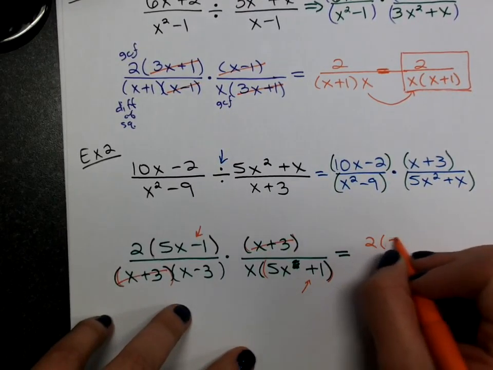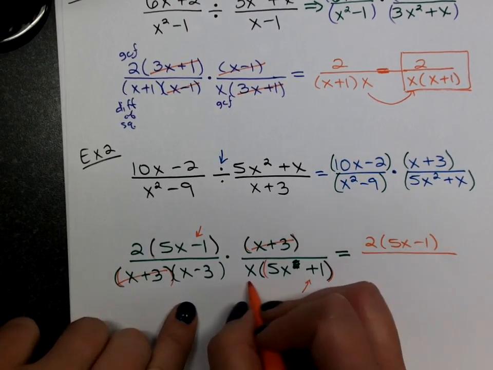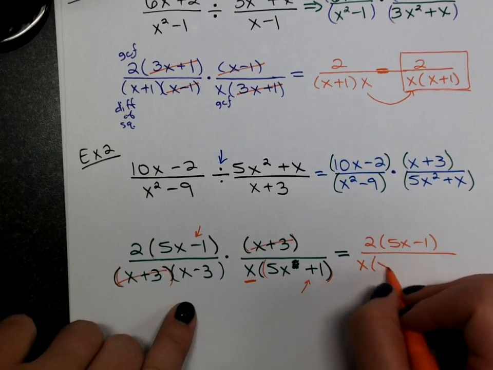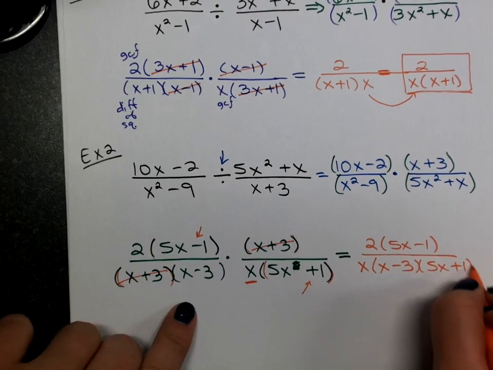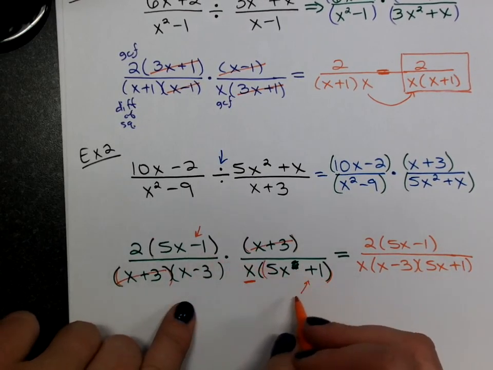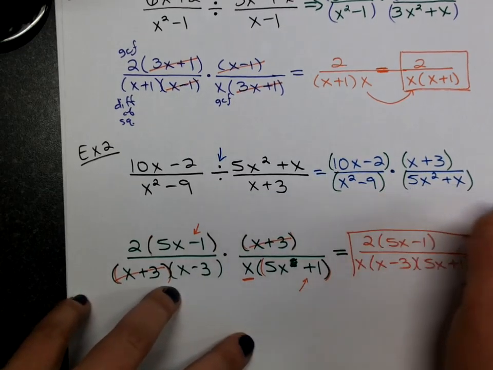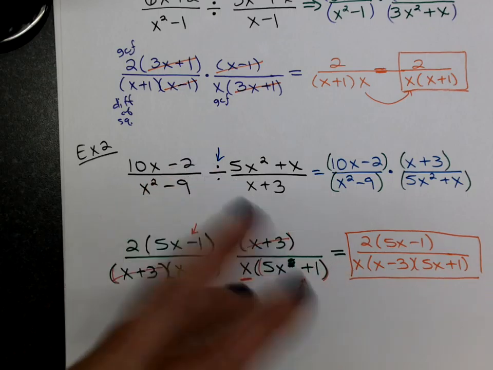That's okay. 2 times 5x minus 1 on the top. Then we're going to have x out front, so put this x out front. Then it doesn't matter which order after that: x minus 3, 5x plus 1. It's very tempting to cross those out, but one has a plus and one has a minus. So sometimes your answer is still pretty involved, and you don't have to multiply or FOIL any of that back together. Just leave it all separate.